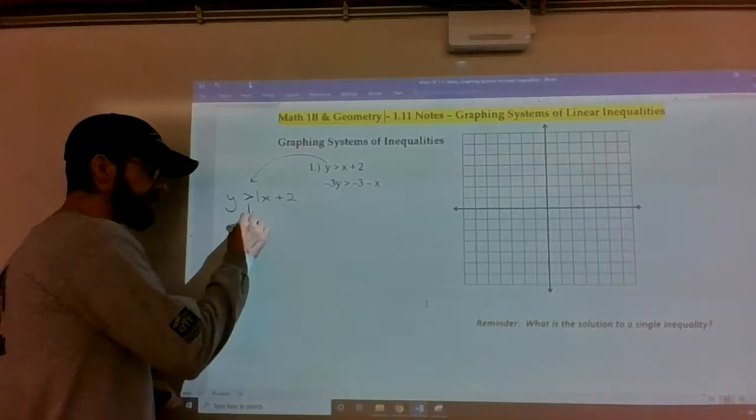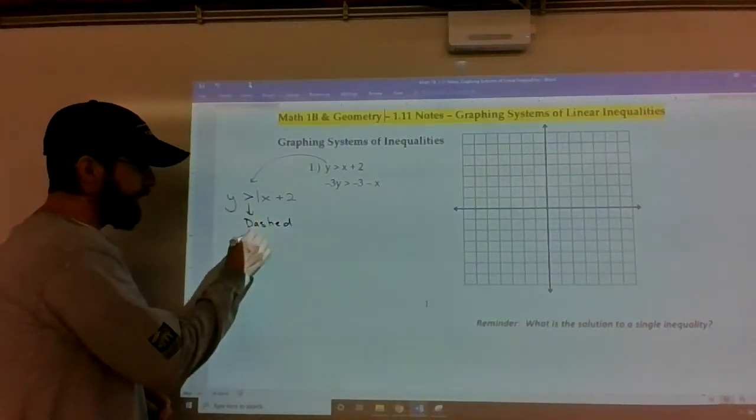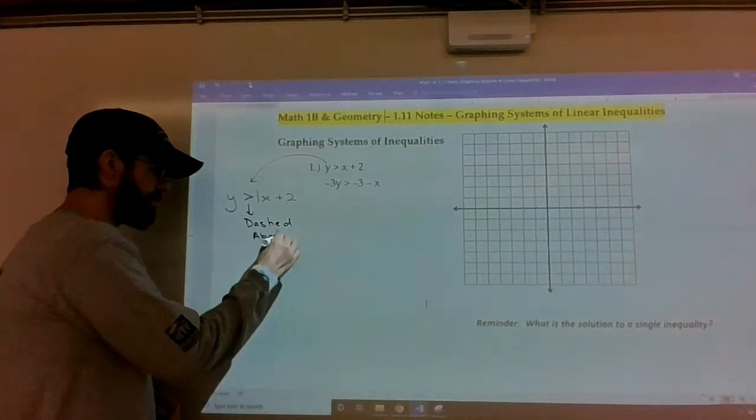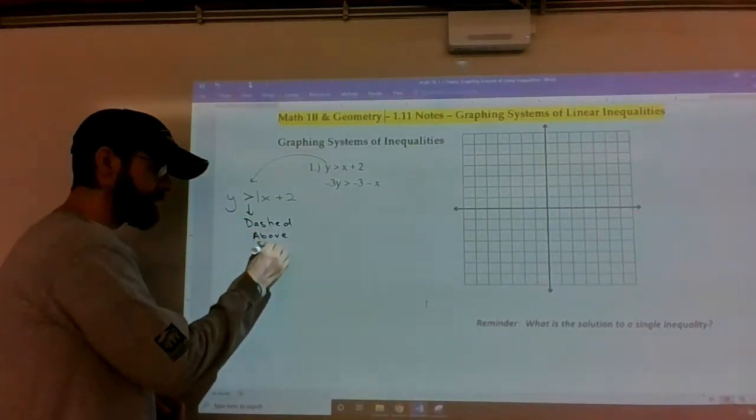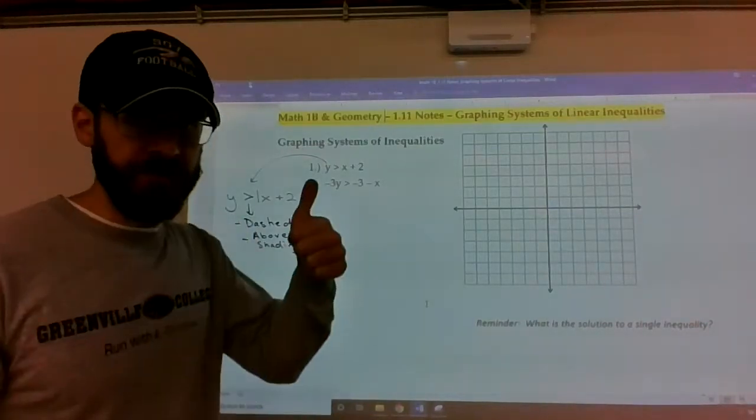So this means a dashed line, and this means above as far as shading is concerned. So I'm just going to put that in there right away. We know it's dashed. We know it's going to be above shading.